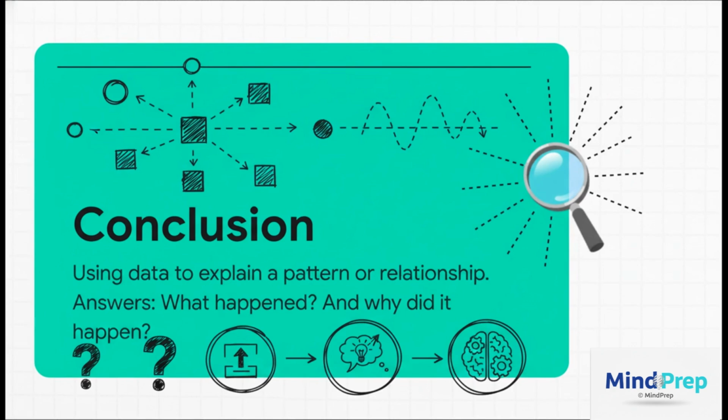So that brings us to the big question. What even is a conclusion? It's not just a summary of the data. No way. A conclusion is your explanation of a pattern or relationship you found. It really has to answer two things. First, what happened? And second, why did it happen? And this is the important part, that why has to come only from the data in front of you.